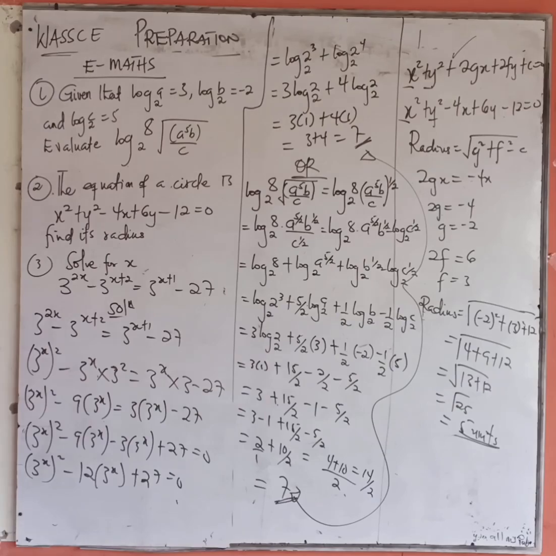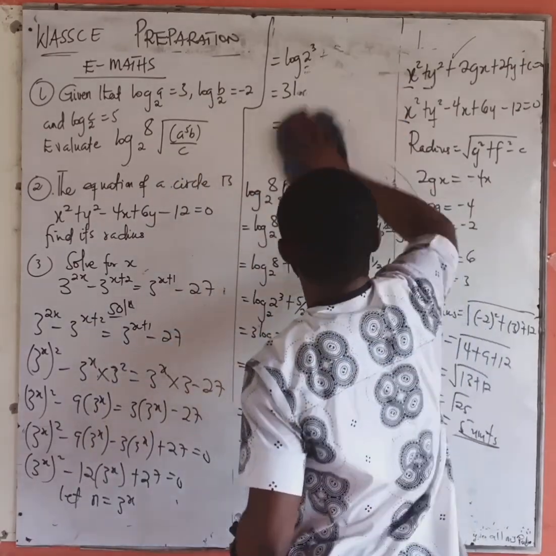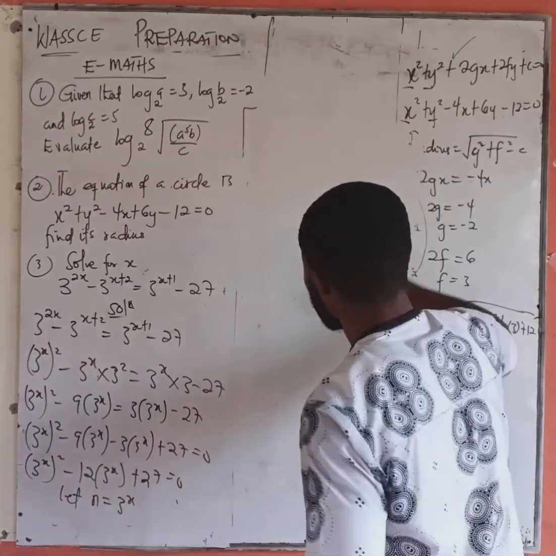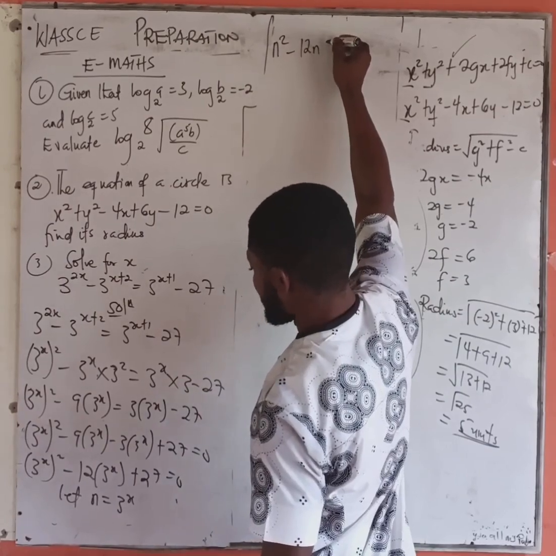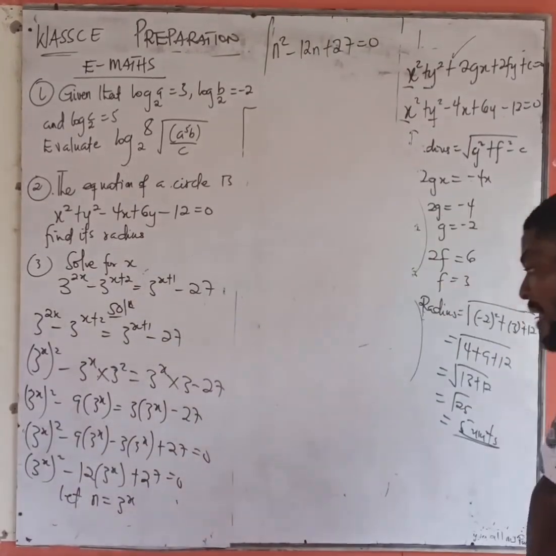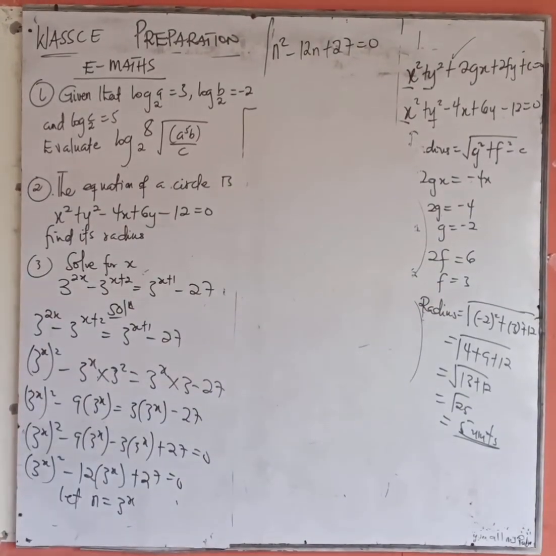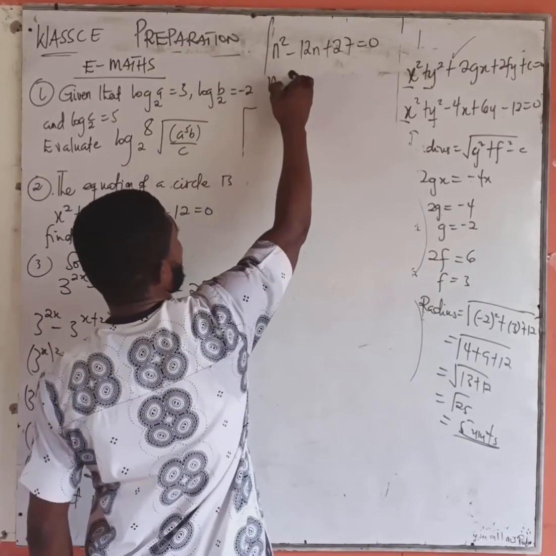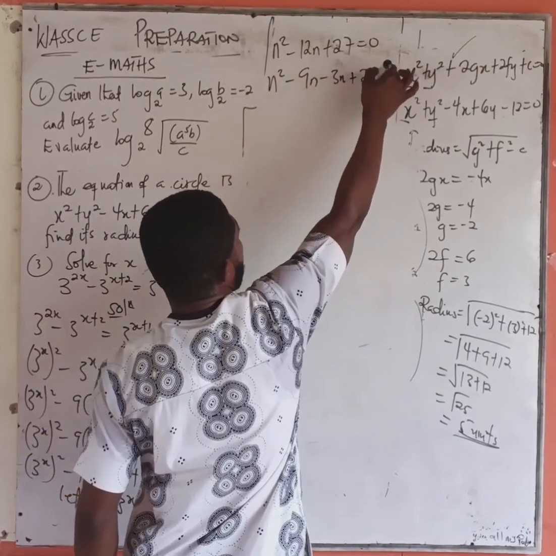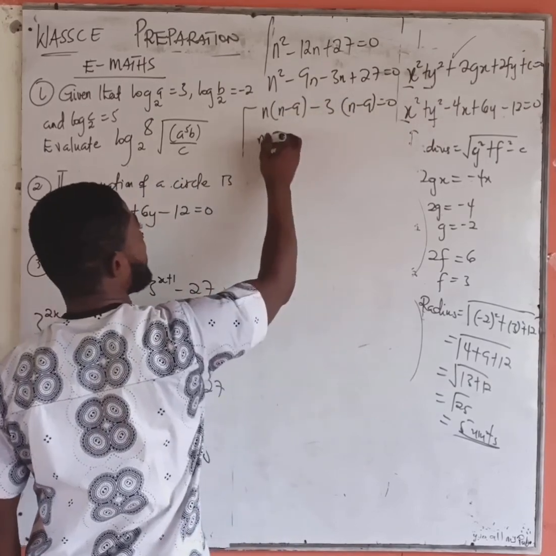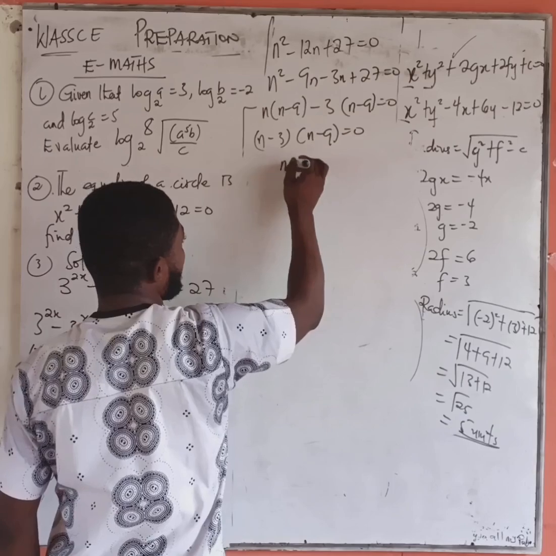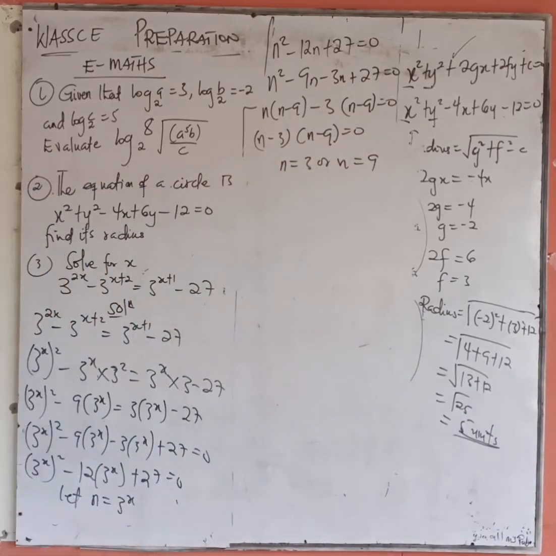Now I can replace 3 to the power x with any variable. So if I decide to replace 3 to the power x with n, I now have n squared minus 12n plus 27 is equal to 0. So I look for two factors of 27 such that when I multiply, I get 27, but when I add, I get negative 12. And I see negative 9 and negative 3. The same thing here. So I have n is equal to 3 or n is equal to 9.